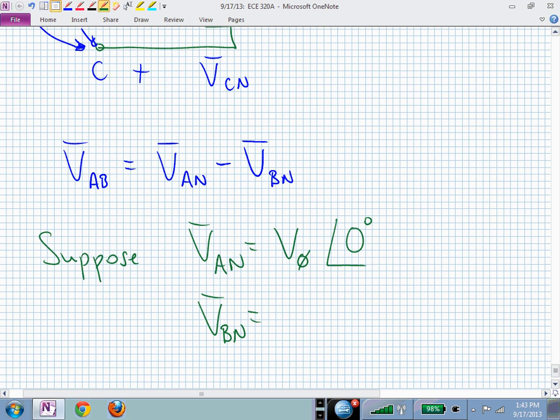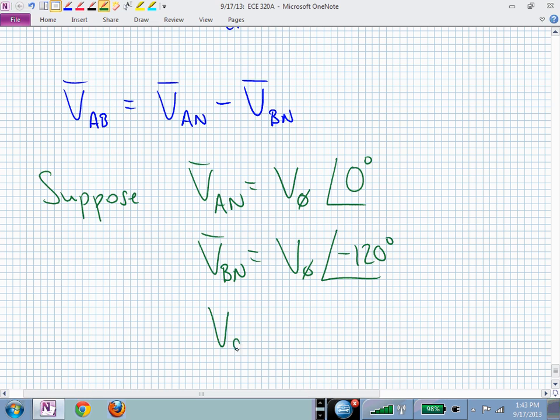Now you just have to remember your diagram. If you're walking around that picture, you go A, then you walk around and you hit which phasor next? B, so it's 120 degrees behind A. This is now V sub phi at minus 120 degrees, and V sub Cn, which we don't need in this first formula, is 120 degrees behind B, which is the same as 120 degrees ahead of A.